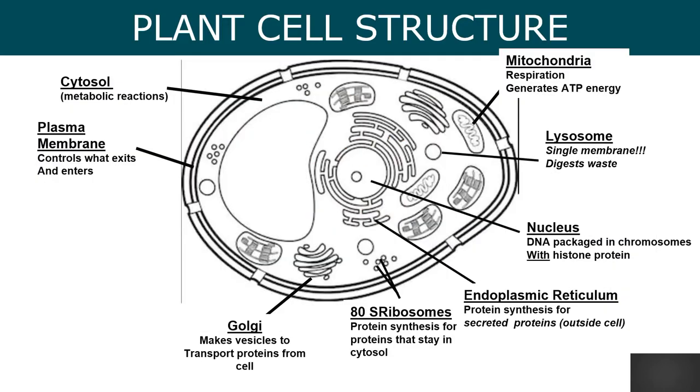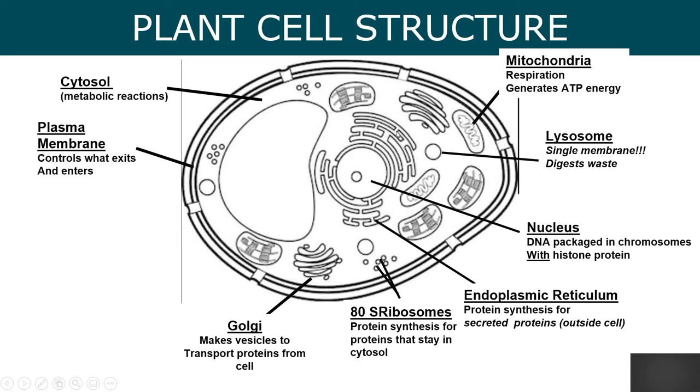All right, so let's move on to plant cell structures. Plants are eukaryotes, so they have membrane-bound compartments just like animal cells do. They also have a plasma membrane that controls what exits and enters. They have a cytosol where the metabolic reactions are taking place. They too have a mitochondria, again, that you can pick out because of those cristae in the center. They also have the lysosome, which again is the only organelle to have a single membrane that digests waste and macromolecules. And then you have, again, the nucleus, with its DNA packaged into chromosomes with histone protein.